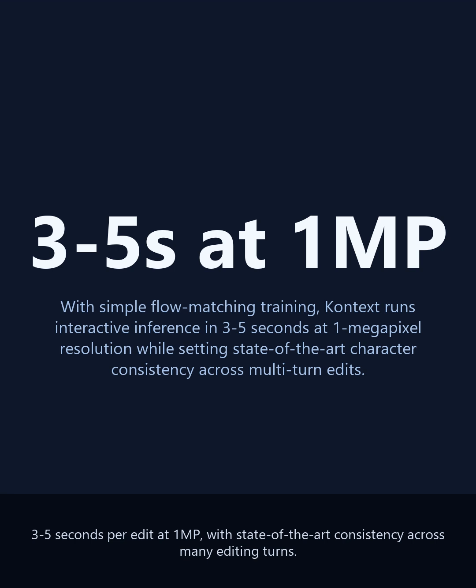The headline number is speed without sacrificing fidelity. Using simple flow matching training, Kontext hits interactive inference of 3 to 5 seconds at 1 megapixel resolution, while setting state-of-the-art character consistency across multi-turn edits. That combination, fast enough to feel live, yet stable enough to edit the same image again and again, is what makes it feel different to use.